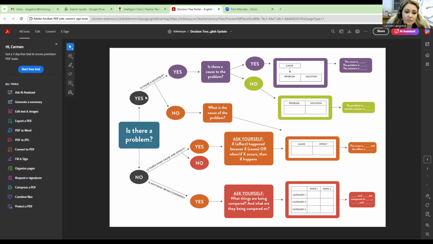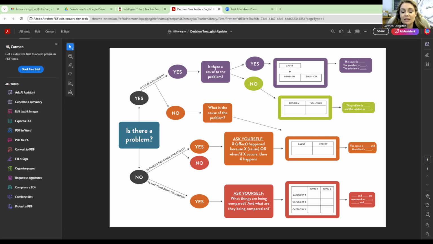That's right. Then we ask, is there a solution? That means, was the problem fixed? Yes, there was a solution. What was it? Wilford brought her lots of things to help her remember, didn't he?